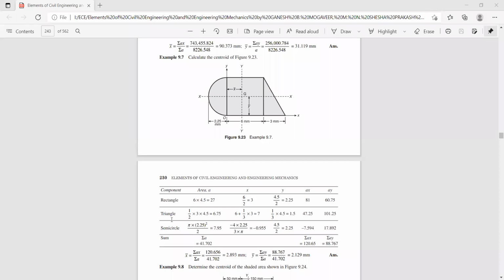Next, consider the triangle, that is half into base into height, half into 3 into 4.5. It works out to be 6.75 millimeters square. And the value of x1 is 6 plus b by 3. You can see here, b is 3, so b by 3 is 1. So it works out to be 7. And similarly, y1 is measured along its height. So that is h by 3, that is 4.5 divided by 3. It works out to be 1.5.